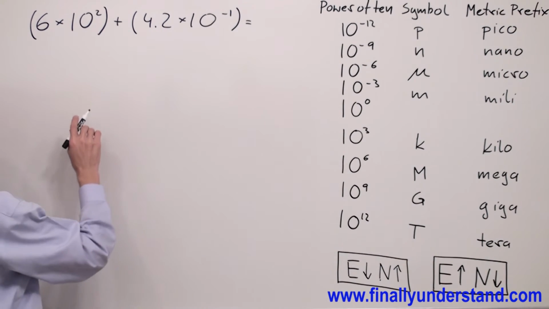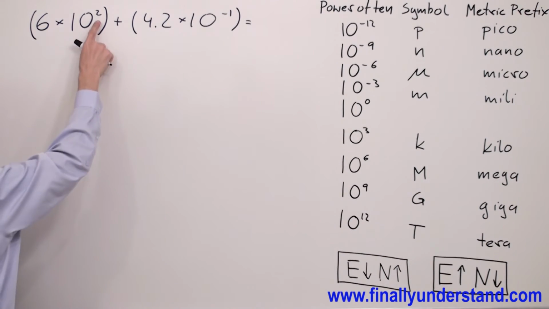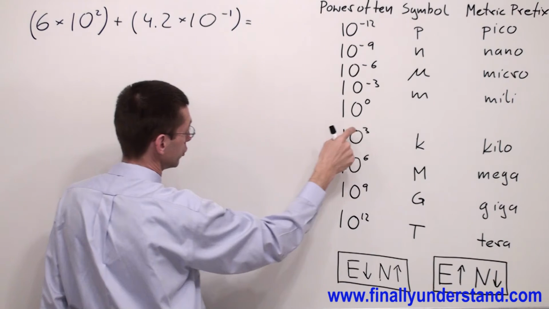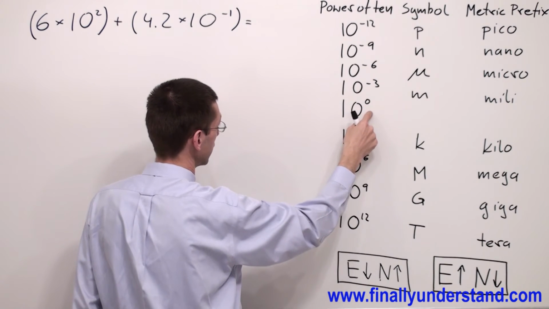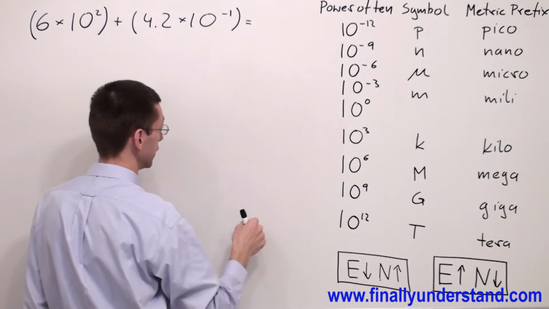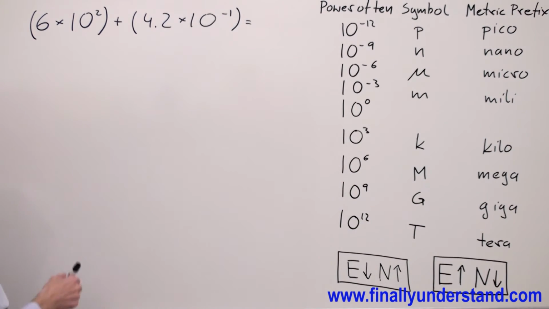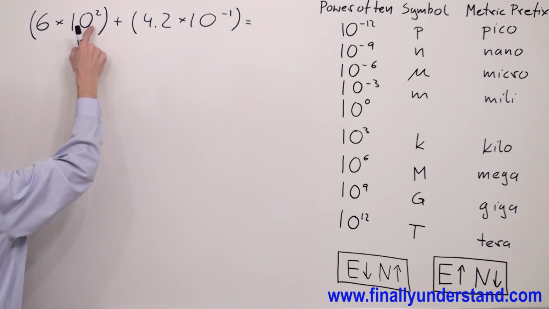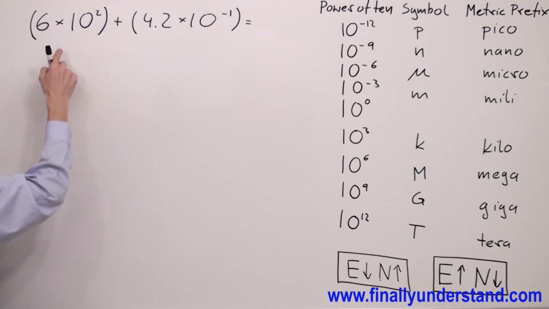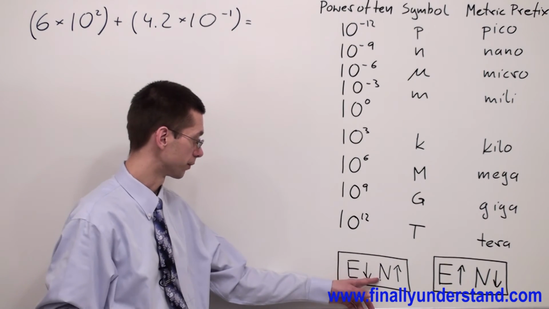Again, we're supposed to make sure that the exponents of power of 10 are going to be the same. I have exponent 2 and exponent negative 1. 2 is between 0 and 3, and negative 1 is between 0 and negative 3. So the closest exponent is exponent 0. That's why I'm going to convert 10 to the second to 10 to 0 and 10 to negative 1 to 10 to 0. Now, anytime my exponent gets smaller, number has to get bigger.